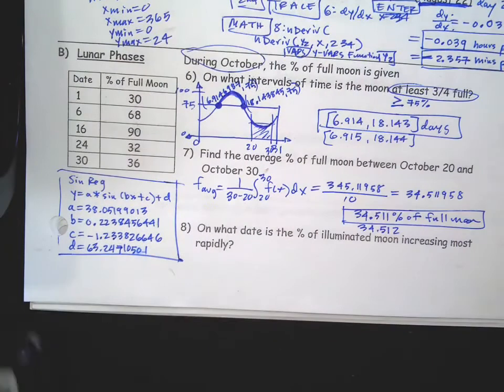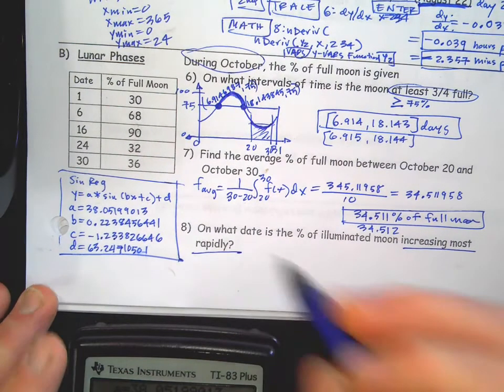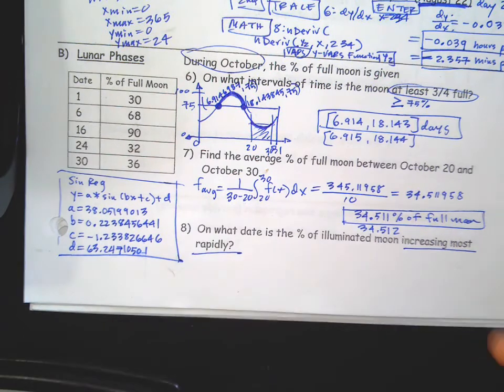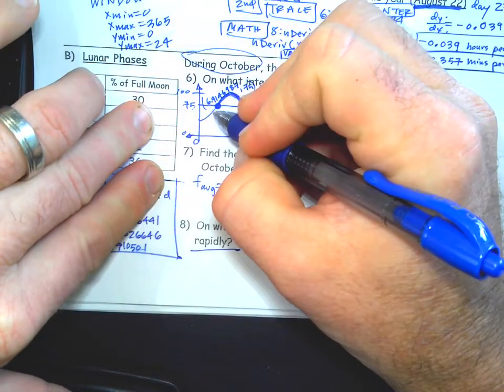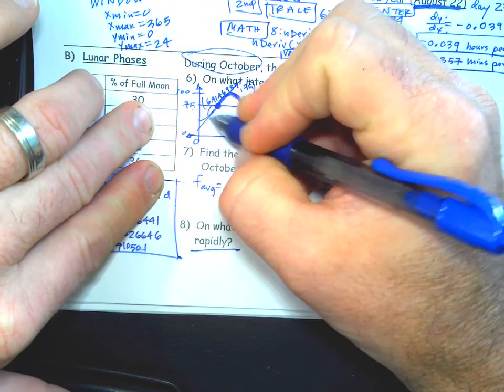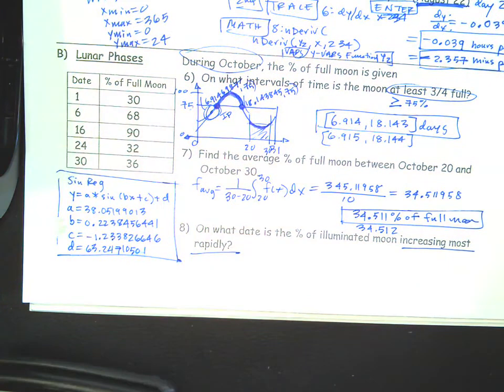Now, number 8 says, on what date is the percent of illuminated moon increasing most rapidly? When is it changing the most? Now, on this picture, you could tell that's when it has the steepest slope. It looks like it's somewhere around here. And it also corresponds to an inflection point.